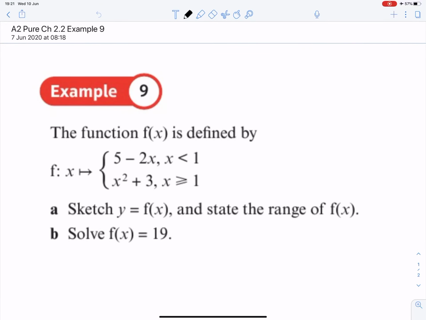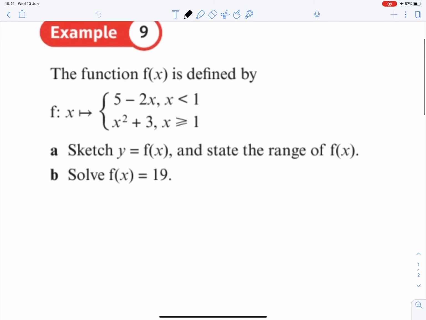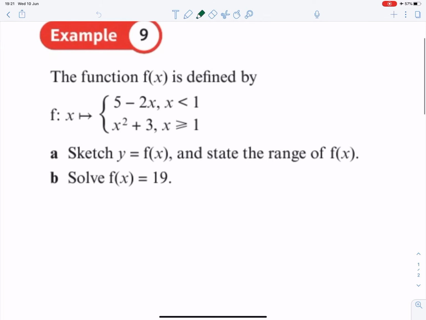So here we go with example 9 from chapter 2.2 of the A2 Pure. As usual, we need to read the question carefully at the start. The function f of x is defined by f such that x is mapped onto 5 minus 2x for x less than 1, and x squared plus 3 for x greater than or equal to 1. Sketch and state the range of f of x and then solve f of x equals 19.